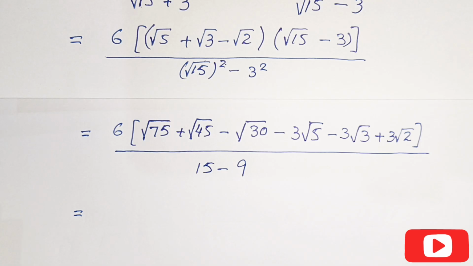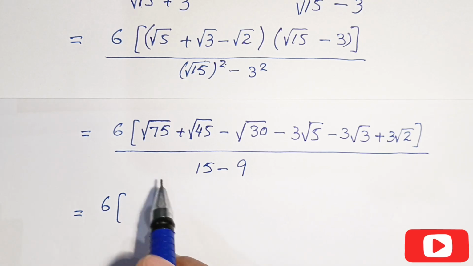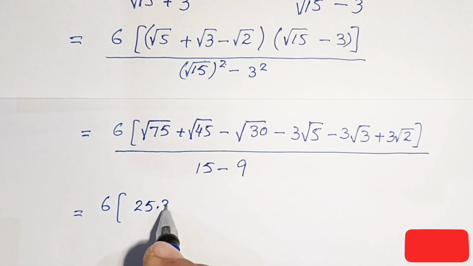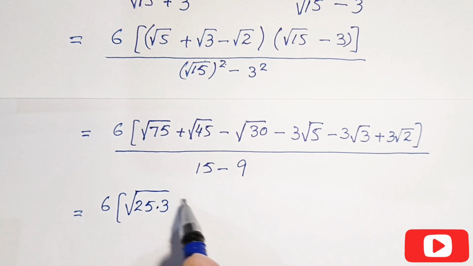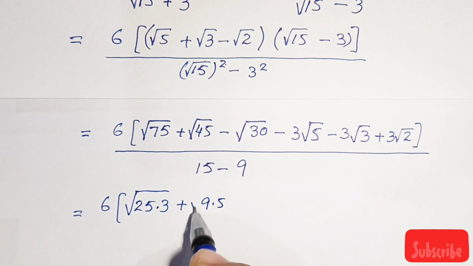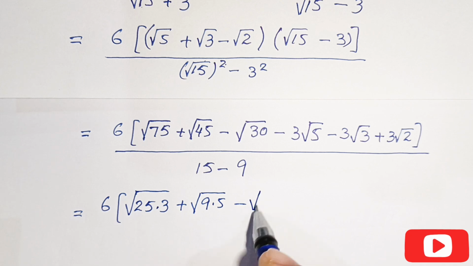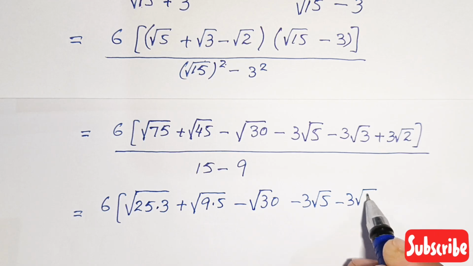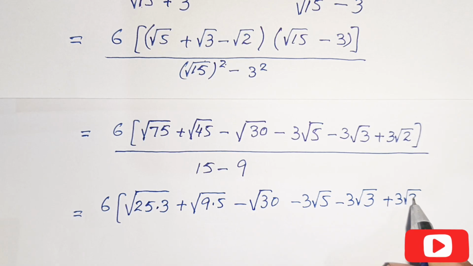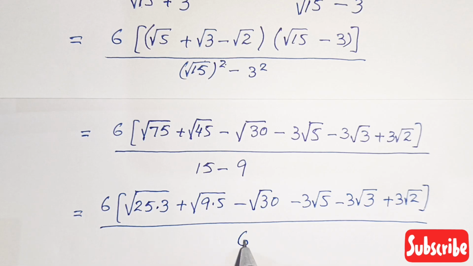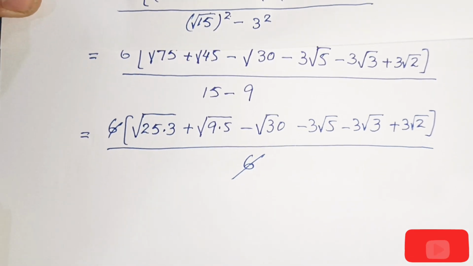Now our next step will be 6 times, that square root of 75 can also be written as 25 times 3, and this 45 can be written as 9 times 5, and minus square root of 30 minus 3 times square root of 5 minus 3 times square root of 3 and plus 3 times square root of 2 all over, here we have 15 minus 9 is 6, so we can cancel this 6 with 6.